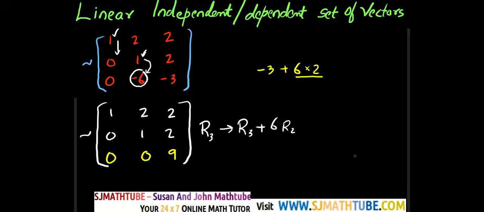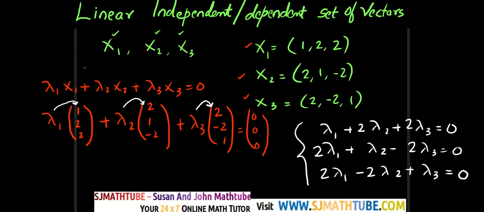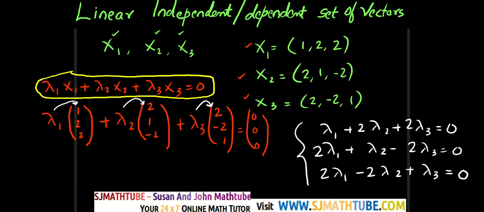And what does it mean? In the beginning, we assumed that let there be a relation in the format lambda 1 x1 plus lambda 2 x2 plus lambda 3 x3 equal to 0. But just now we proved that lambda 1, lambda 2 and lambda 3 are zeros. So that means there is no linear relation between the vectors. That means the given vectors are linearly independent.